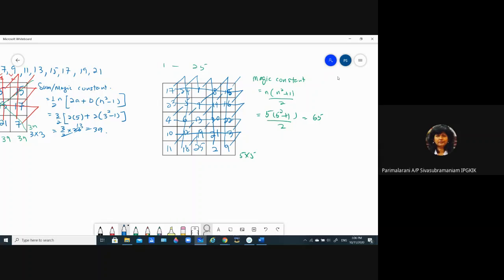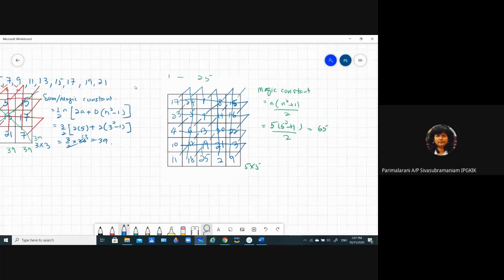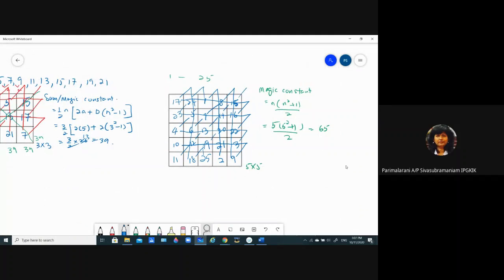You see how it works? Yes? You think you can do this? Okay, very good. So this is an odd magic square. Okay, so we have already seen an odd magic square. We know how to calculate the magic constant. We know how to put in the numbers using the Siamese method.